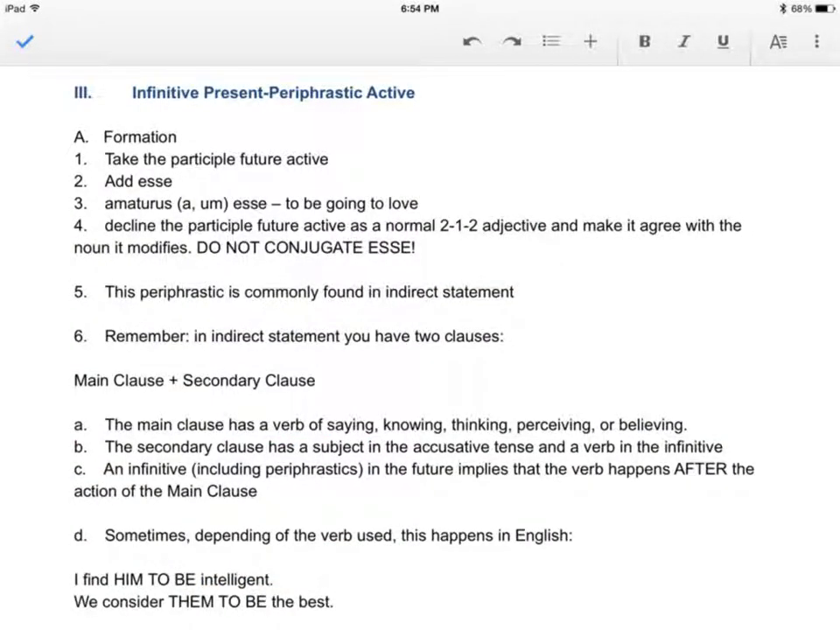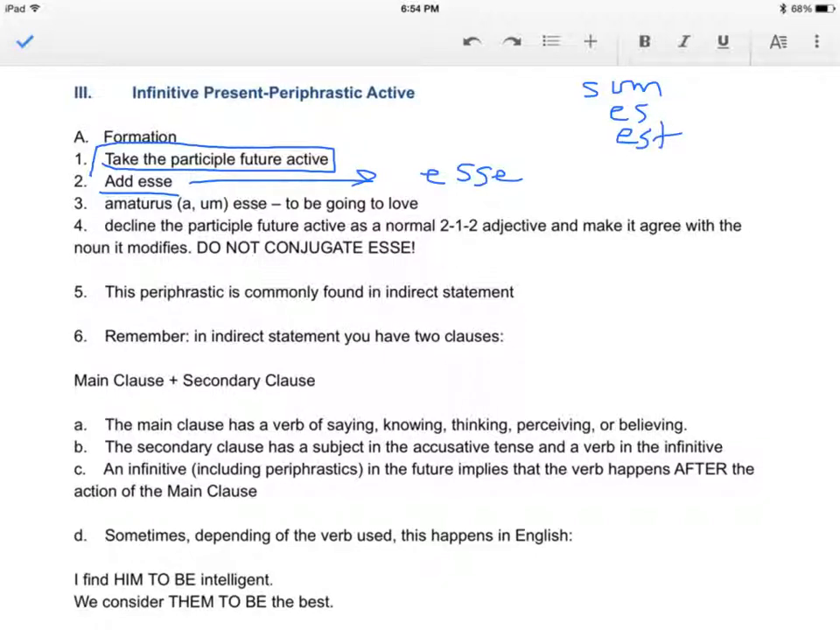The periphrastic can also be used in the infinitive. So far, you're only going to learn the infinitive present active periphrastic form. It's pretty simple. To form it, you take the participle future active, that's the first thing you learned in this lesson, and then you add esse. Just esse. You don't have to conjugate esse. You never change esse. The ones I just showed you in the indicative, you changed the verb to be. You said sum, es, est, etc. In the infinitive, esse is the infinitive.